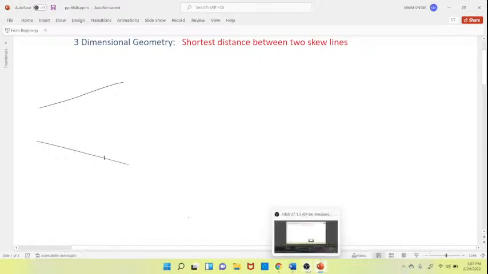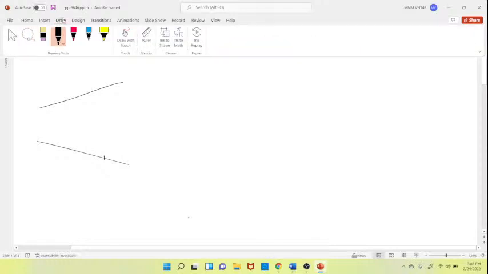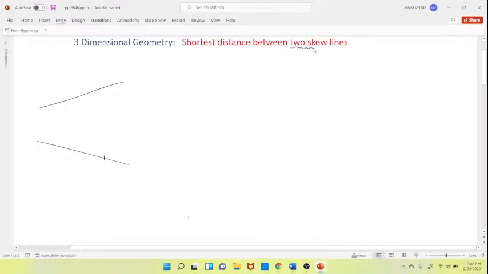Welcome to everyone. Today we will learn the shortest distance between two skew lines in the three-dimensional geometry chapter. So we'll see how to find the shortest distance between the two skew lines. Before that, we have to know what skew lines are. First, we have to know the definition of skew lines.